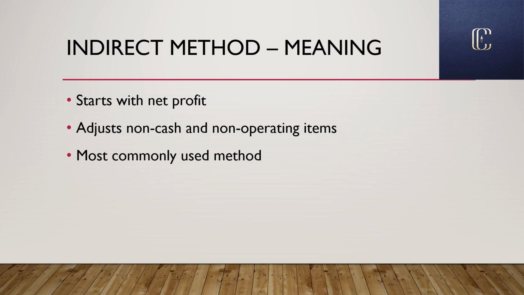So, the indirect method works like this: starts with profit, remove fake effects, add back non-cash expenses, adjust with non-business items, and finally reach the real cash.